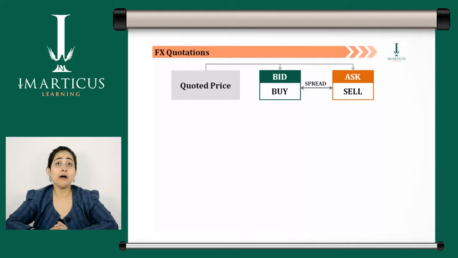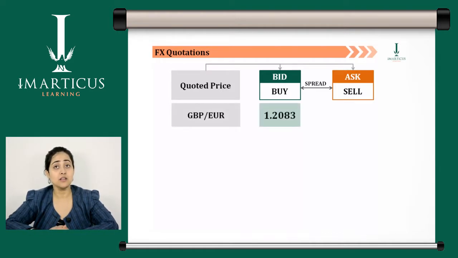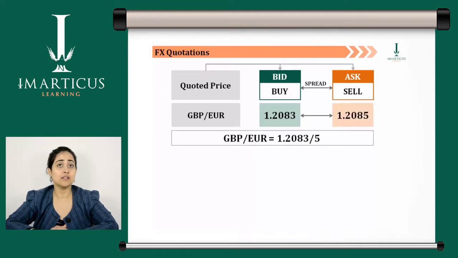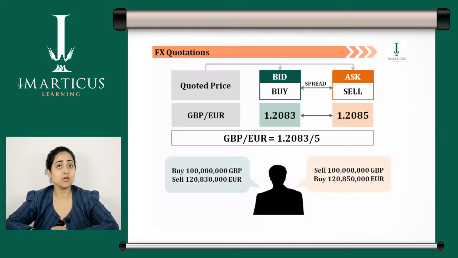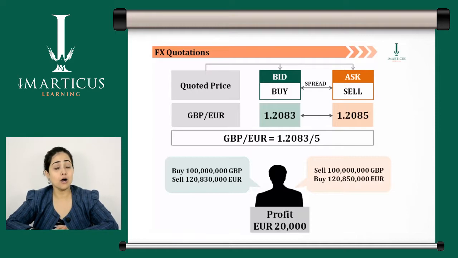The bid rate is to buy the base currency, that is the GBP, while at the same time selling the quoted currency, that is the euro. The ask rate is to sell the base currency, that is GBP, while at the same time buying the quoted currency, that is the euro. Using the quotes 1.2083 by 5, a trader can buy pounds at 1.2083 and sell them at 1.2085. This way he can earn a profit of 20,000 euros on an investment of 100 million pounds.